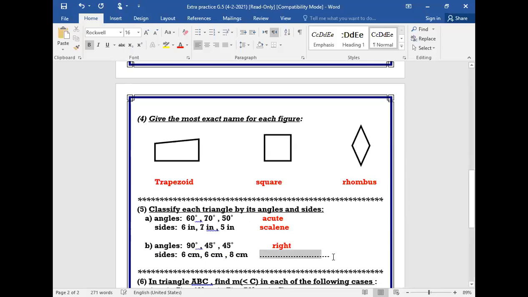We have two equal sides. It will be an isosceles triangle. Okay.